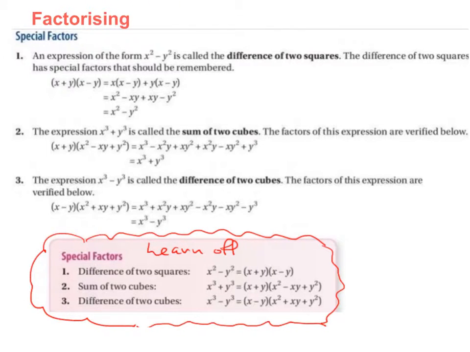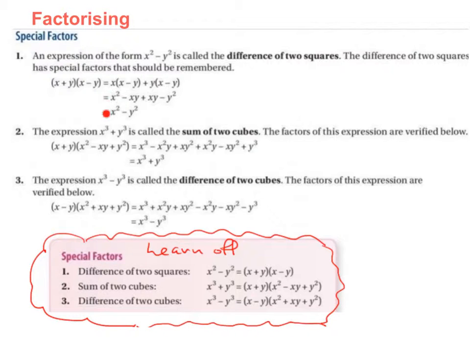Factorizing. We're going to have a look at some special factors. Number 1, an expression in the form of x squared minus y squared is called the difference of two squares. We would have seen this at junior cert level. The difference of two squares has special factors that should be remembered.